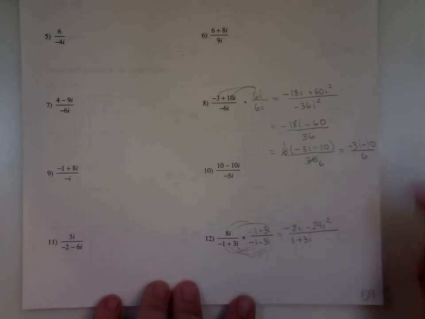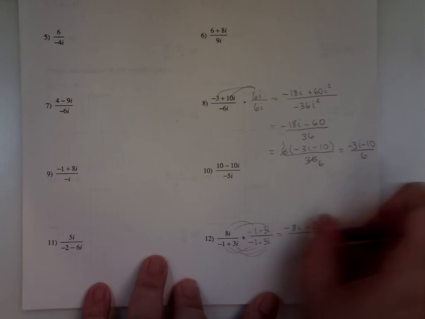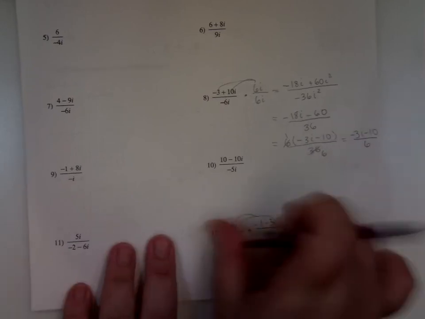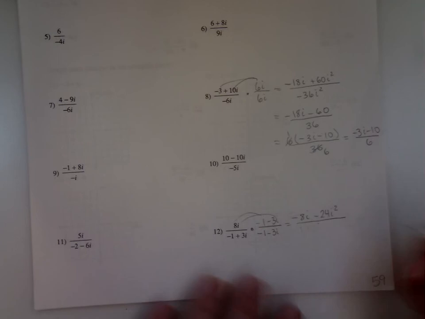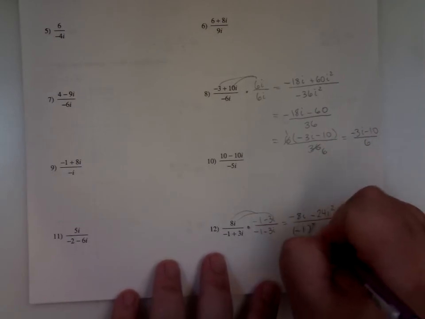Why am I doing all that? We don't need to FOIL. The whole point is it's a difference of squares. Okay, so let's try that again. -1 squared minus 3i squared. There we go. That's better.